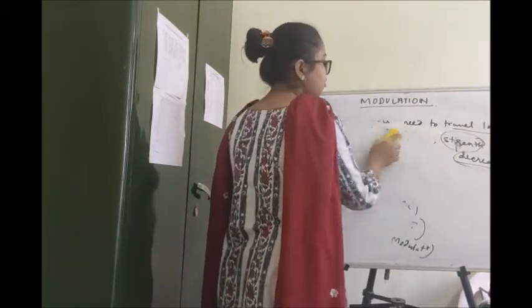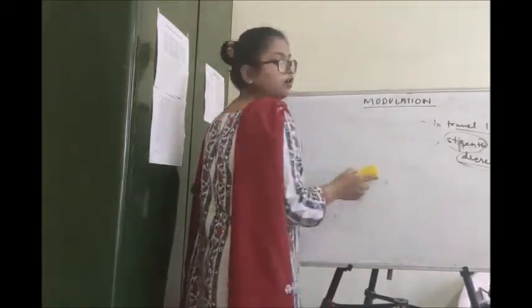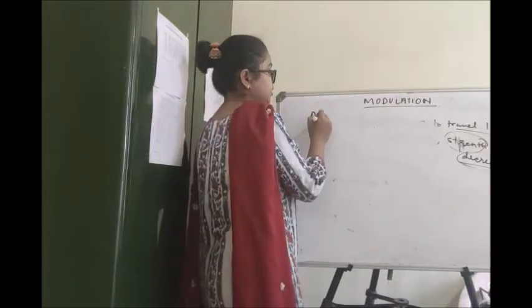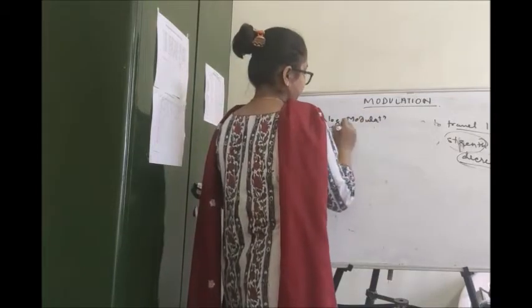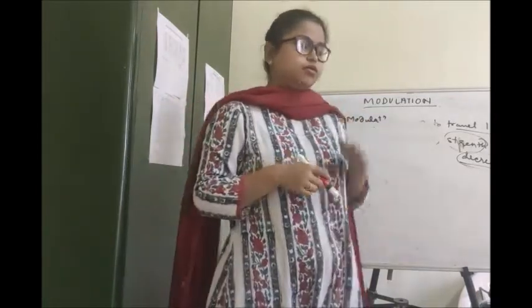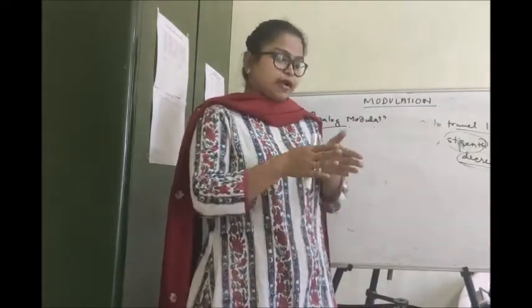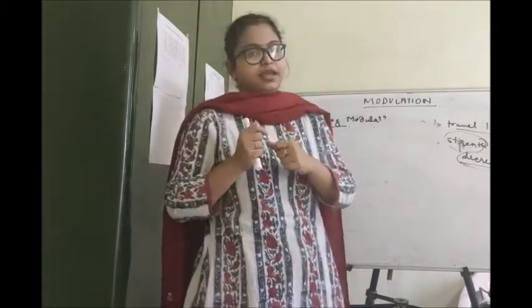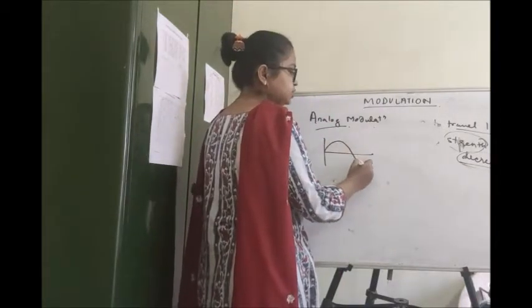Now analog modulation can be carried out based on properties called frequency, then phase, then amplitude. Okay. So we will study analog modulation first. I will do a quick revision. What are analog signals? Analog signals are signals whose amplitude continuously varies with time. Somewhat like this. The amplitude varies continuously with time.